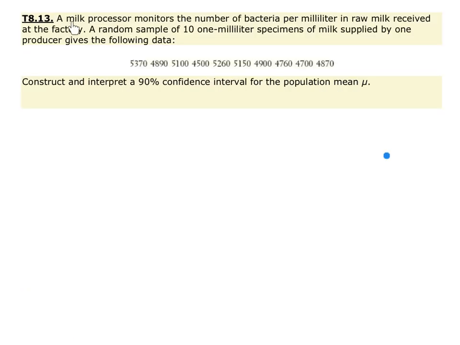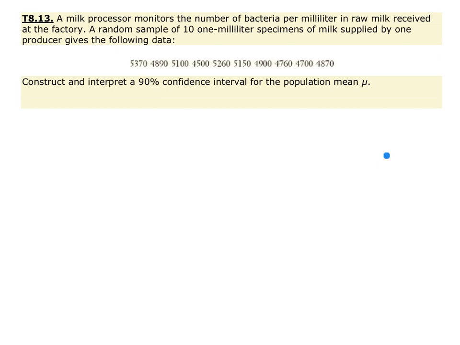Number 13, a milk processor monitors the number of bacteria per milliliter in raw milk received at the factory. A random sample of 10 1 milliliter specimens of milk supplied by one producer give the following data. Here we have it. Construct and interpret a 90% confidence interval for the population mean. Now, I really like this one because it's a good start to finish of everything that the AP board would expect for you to have, as I would expect for you to have on a test.